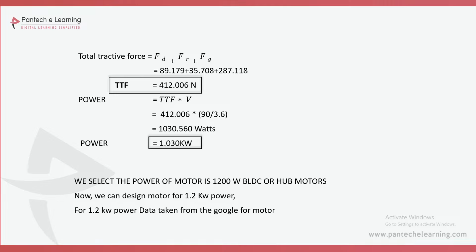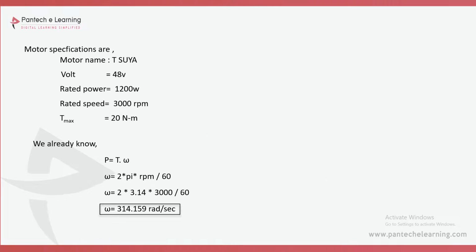Now we can design the motor for 1.2 kilowatt power. For 1.2 kilowatt power, take the data from the Google sheet or from whichever company's motor you want to buy; the data sheet is also available. So enter the name of our motor: voltage 48 volt, rated power 1200 watts, rated speed 3000 rpm, and maximum torque 20 newton meter.